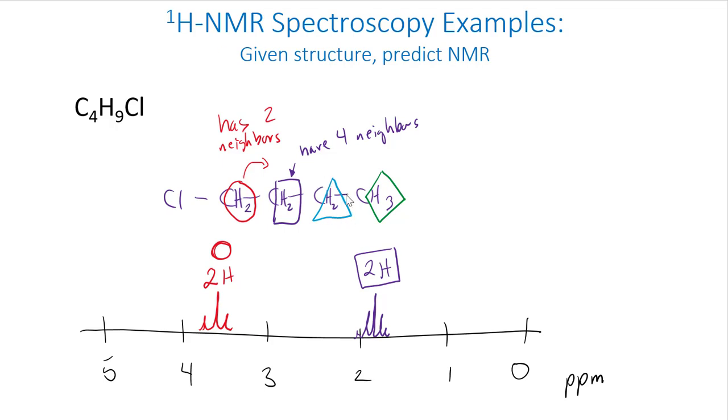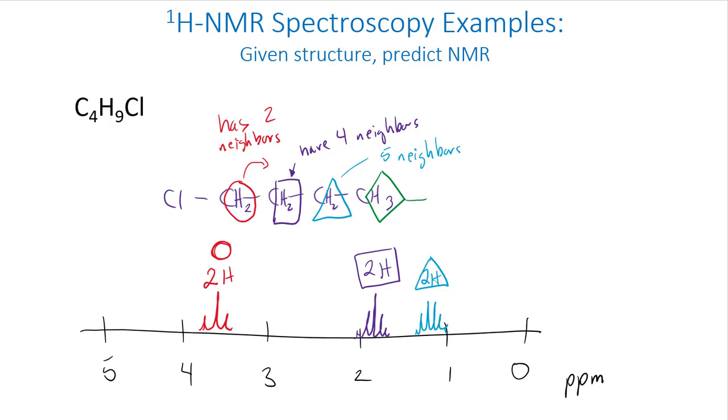The green or blue triangle hydrogens are further downfield still. They have 5 neighbors, so we're going to have a multiplet with 1 more signal even than the last one that will also integrate to 2 hydrogens and represent that CH2.